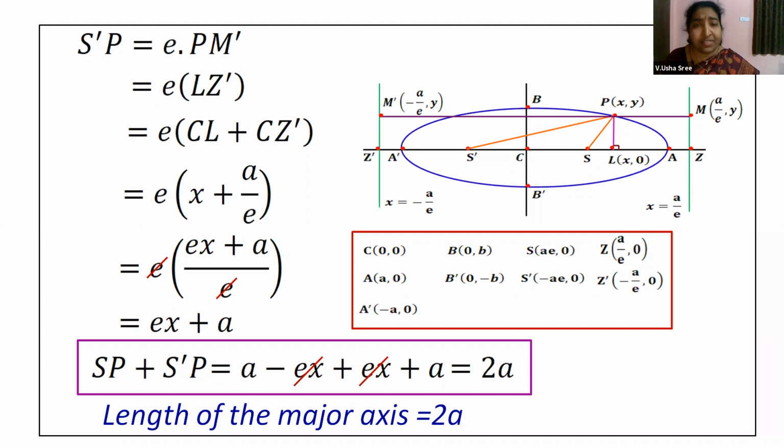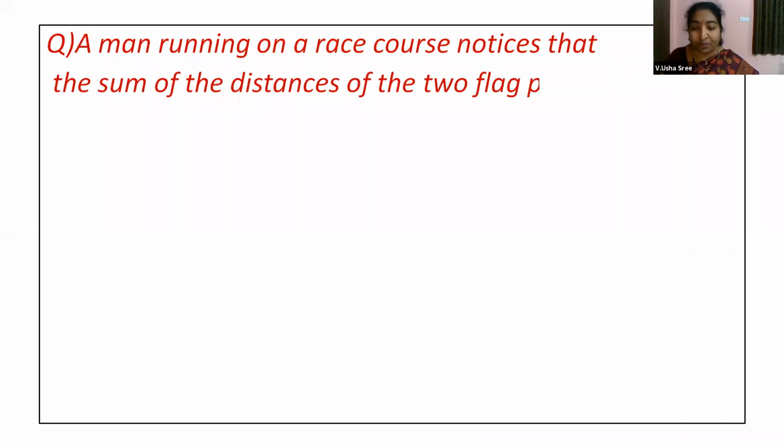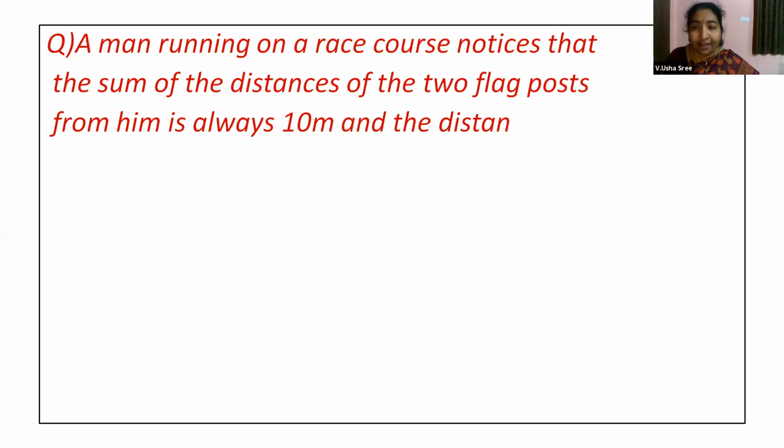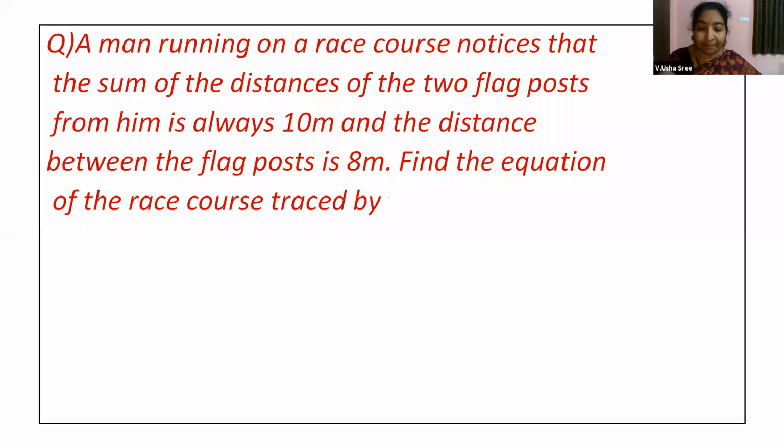Now, having discussed this proof, we will try to see an application problem based on this. We are not going to prove everything in the problem, but we'll try to make use of this concept, children. Now, a man running on a race course notices that the sum of the distances of two flagpoles from him is always 10 meters and the distance between the flagpoles is 8 meters. Find the equation of the race course traced by the man. This is the question.